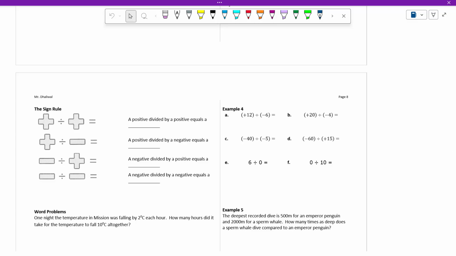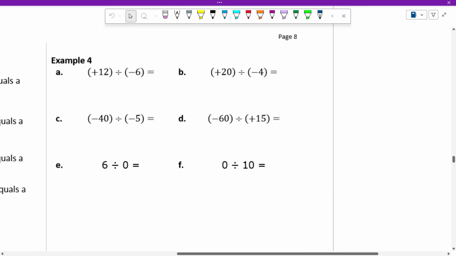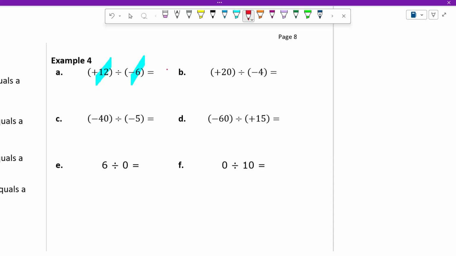Flip it over. Look at the second page. All right, look at this page. We're combining elementary dividing with integers. You're used to dividing numbers. 12 divided by 6, what number do you get? Don't worry about the sign. It's 2. The next part is to worry about the signs.